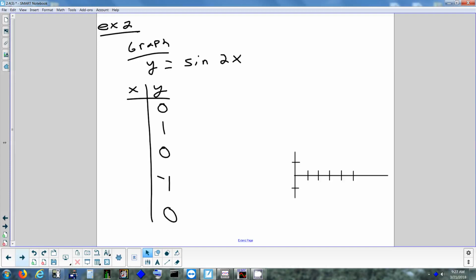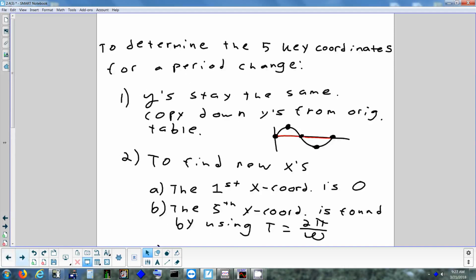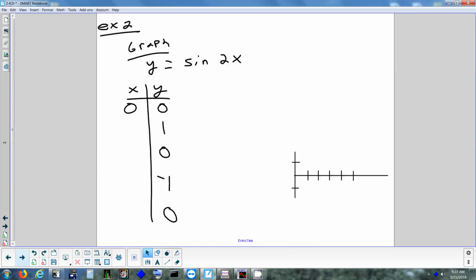Jamaica, what did I say that the first x value always is when you do a period change? It stays the same, so it stays as 0. Yep, stop right there, you're good. The first x coordinate is 0. Once we get the first one, then we get the fifth one.